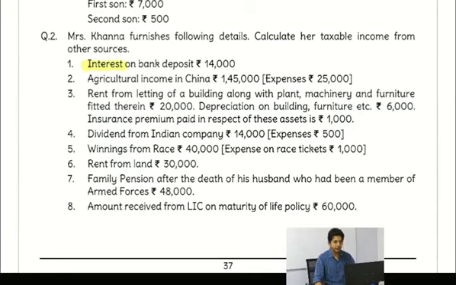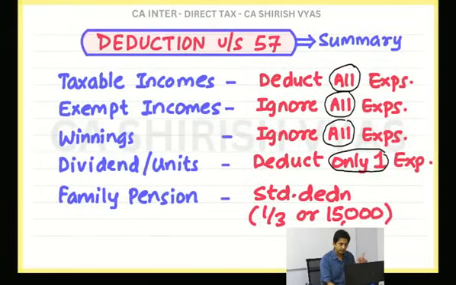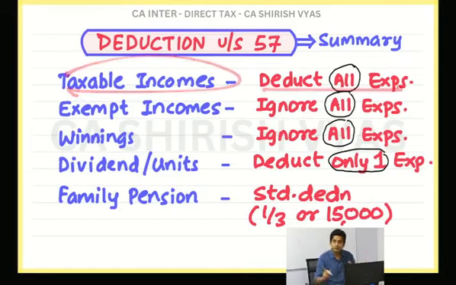Agriculture income in China. If it were in India, it would be exempt. But this is China, so it will be taxable. And then expenses are given. So wait, you should be reminded of this: for taxable income, deduct all expenses. So this is taxable agriculture income from China.